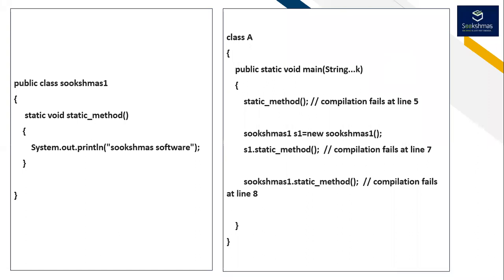So what exactly is the output of this code? Analyze once again. Does compilation fail at line 5, 7 or 8, or is there no compilation error and it prints "Sukshma software" 3 times, 1 time, 2 times, or is there a runtime error? Anyone can answer it. And also we will run this code, don't worry. I will give the proper explanation for this.